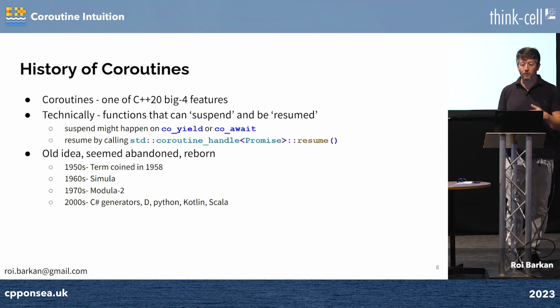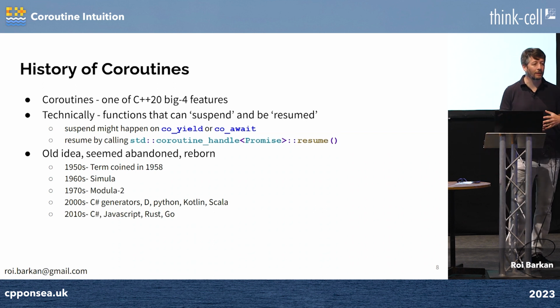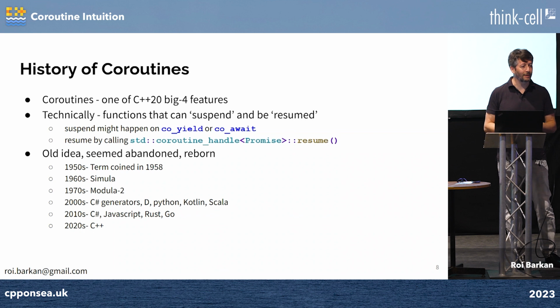But in the early 2000s, it came back in vogue. Different languages started adding support for coroutines as well. So C# added generators at first, and then D and Python, Kotlin, and Scala added those. In the 2010s, C# added much wider support for coroutines. JavaScript added it, Rust added it, and Go. And in the 2020s, here comes C++.